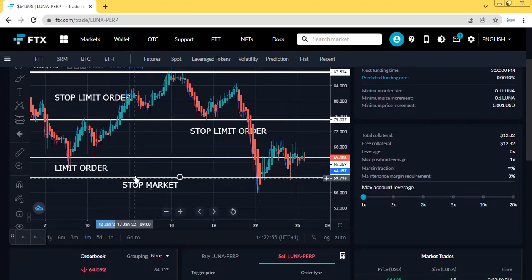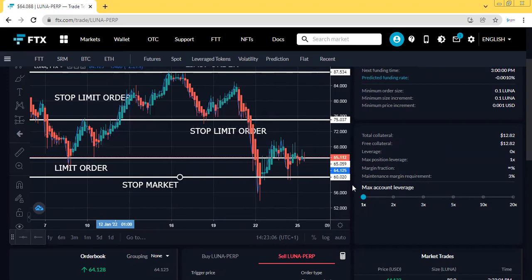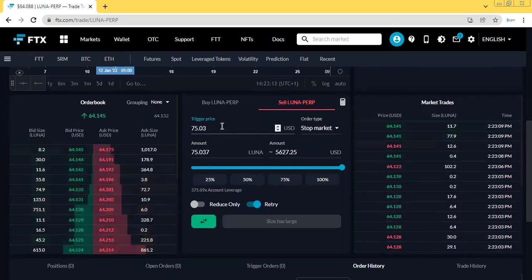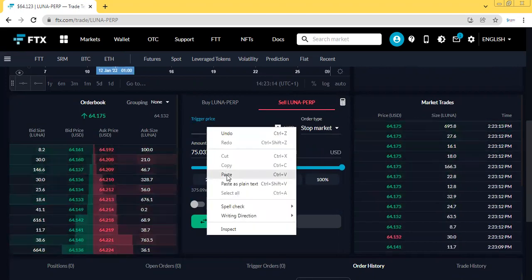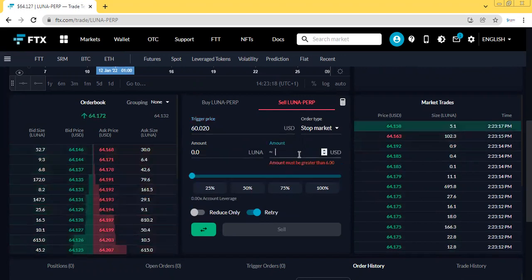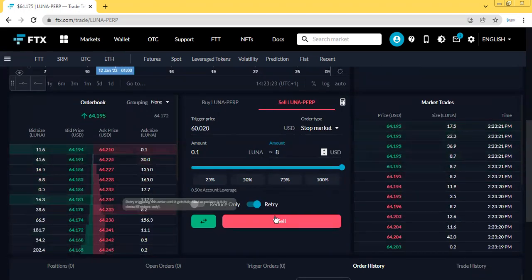Once you get your stop loss, you copy the stop loss number. Okay. Copy your stop loss number and put it here, on this trigger price. You now put the amount of USD you want. It is 38.